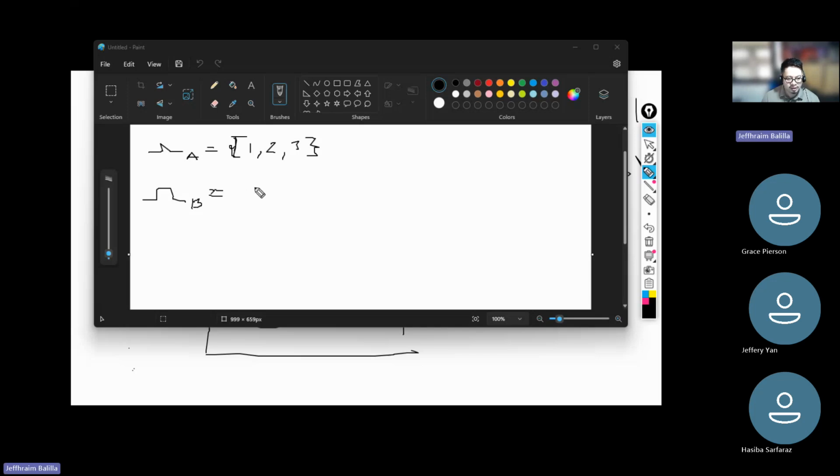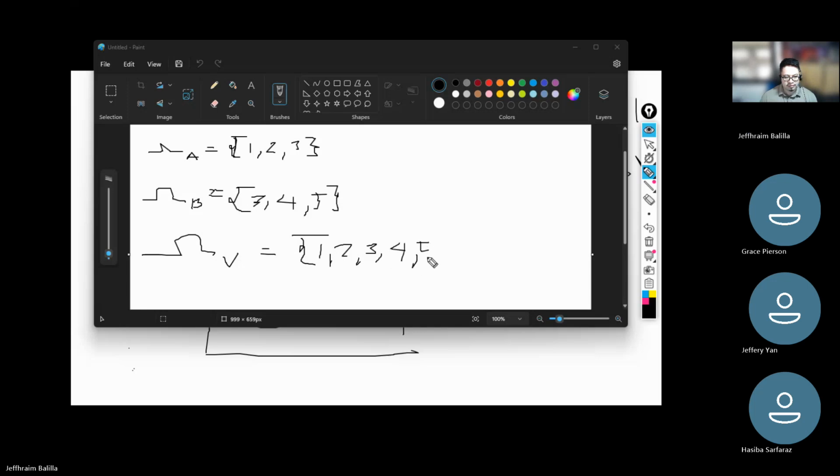So with B, we have 3, 4, 5. Now we'll be defining the universal set here, right? The universal set would be 1, 2, 3, 4, 5, right? With the universal set, we will not be replicating 3 in here because we want to have each of the events unique.